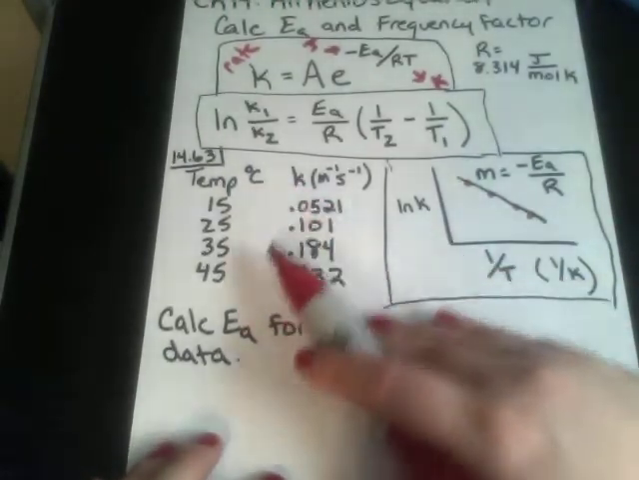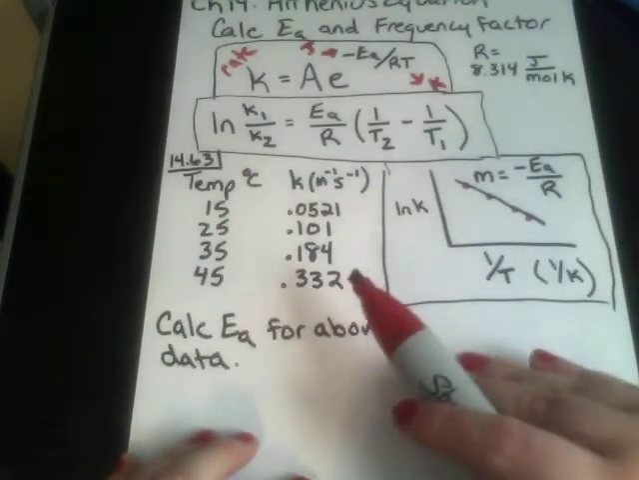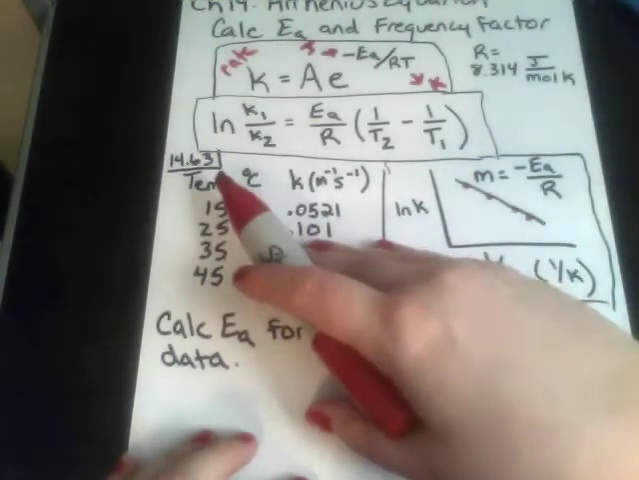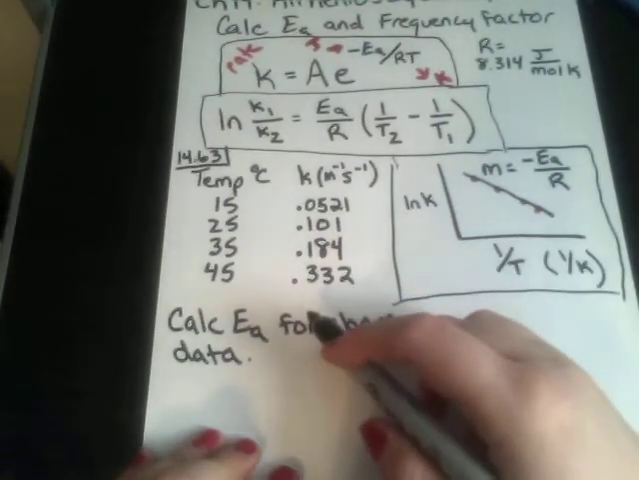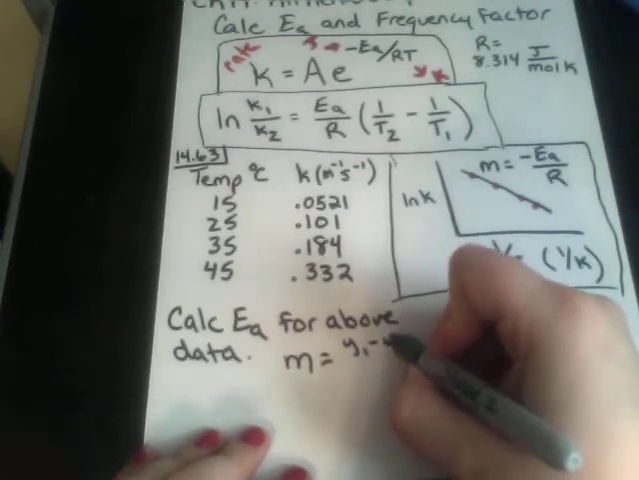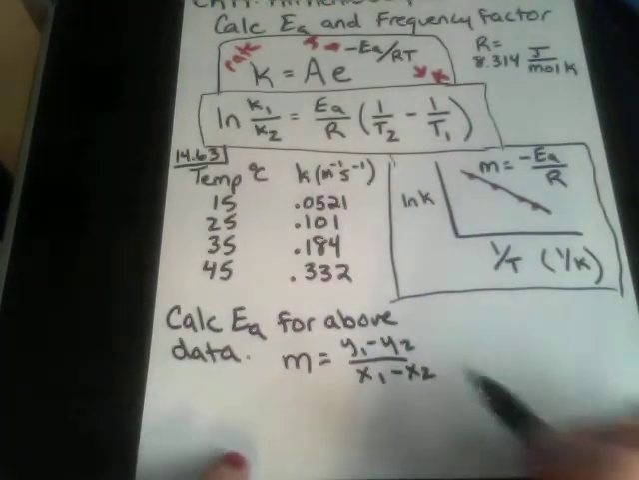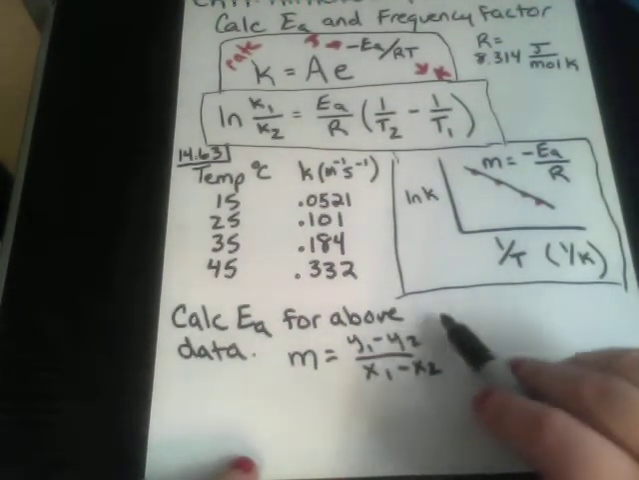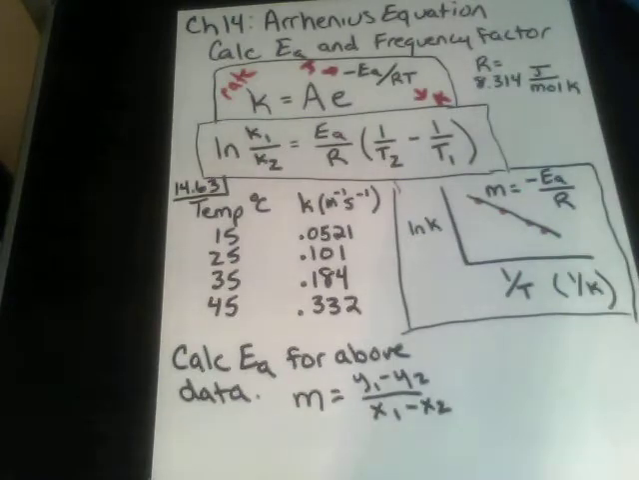This one, however, I give you a set of data and then you have to calculate the E sub A for the above data. Well, here's the trick. It tells you in problem 14.63 that you have to graph it. Is that exactly true? No, because if we remember back in the day, what does slope equal? m equals y1 minus y2 over x1 minus x2, right? To find slope, you don't need any more than just 2 points. So we could just pick the first point and the second point to find the slope, because the slope is going to be the same throughout all the data.